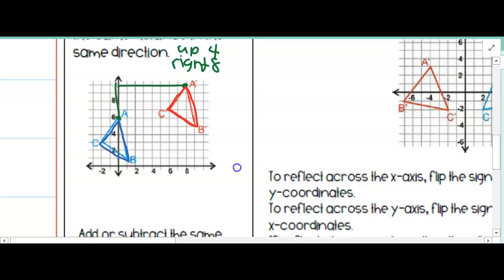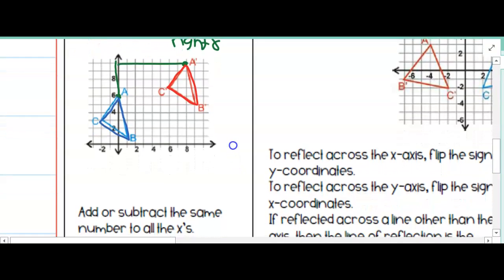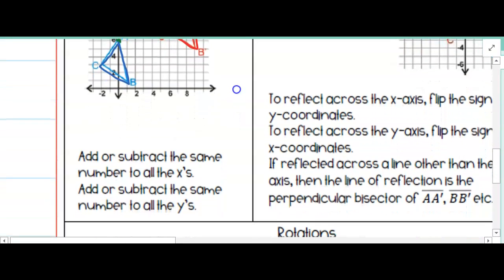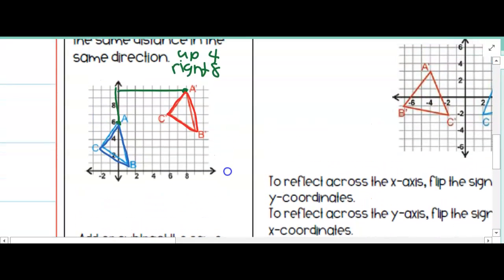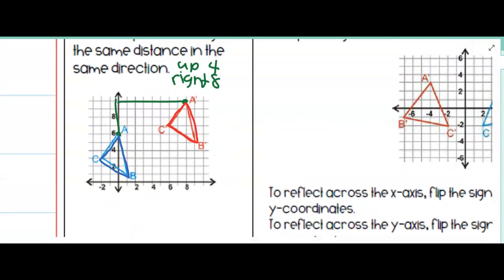An easy way to map the translation, if you're not given the original image, if you're just given the points, is you can add or subtract the same number to all the x's and add or subtract the same number to the y's. So what happens here, whenever you go up and down, that's how you're moving along the y-axis. So when you move up 4, you're going to add 4 to your y-coordinate. And when you move right or left, that is, you're moving along your x-axis. So whenever you move right 8, you would add 8 to all your x's.